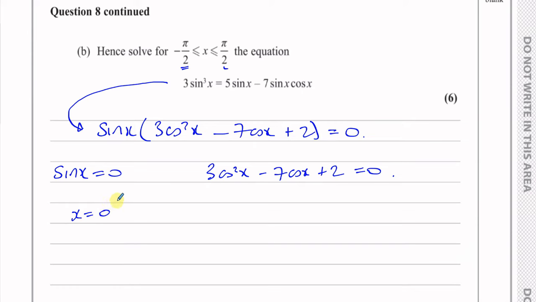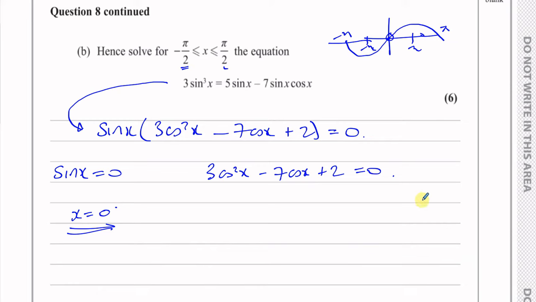And that's the only place, if you think about the sine curve, it goes like this, and it goes like this. That's minus pi, and that's plus pi. We want between minus pi over 2 and pi over 2. It's only 0 at 0. So that's the solution for this part. That part's done. Okay, now we've got to solve this part.